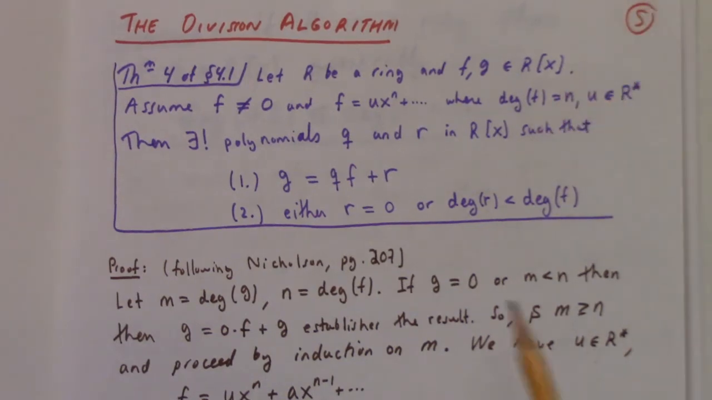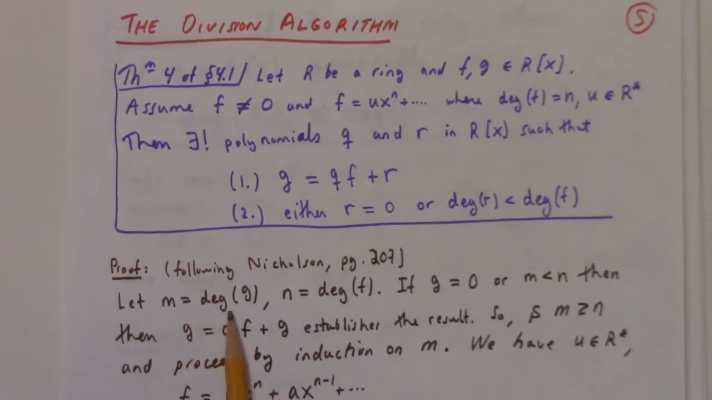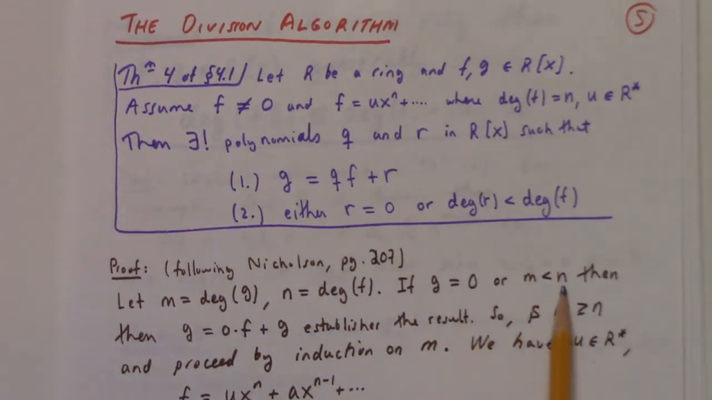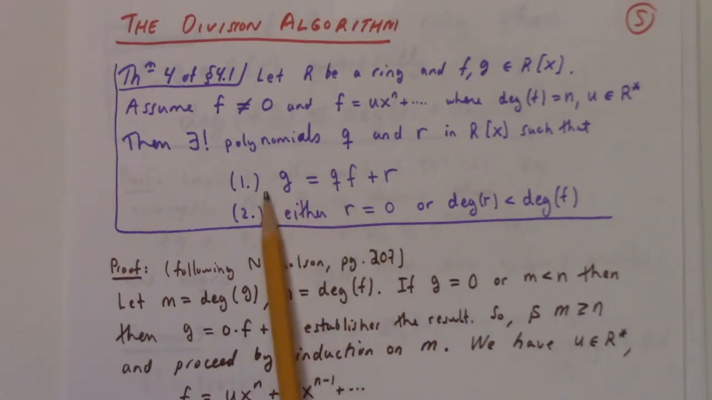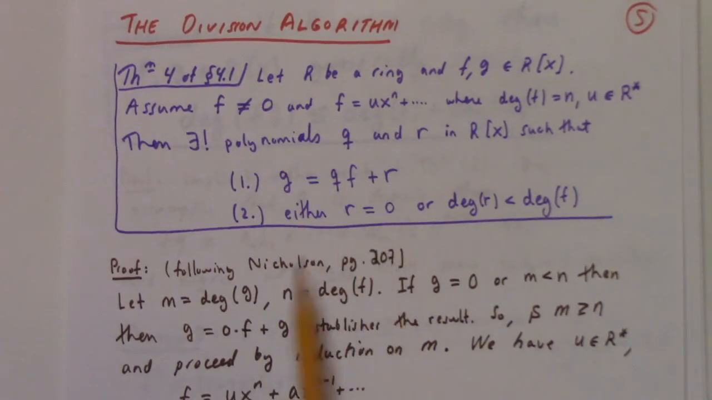So I'll follow Nicholson's proof. He says m is the degree of g, n is the degree of f. He starts out by pointing out that if g is 0 or m is less than n, then if we just look at g is equal to 0 times f plus g, that suffices to establish the result. All right. So what we'll do is we'll suppose that m is greater than or equal to n and use induction on m. So let's just write it out.